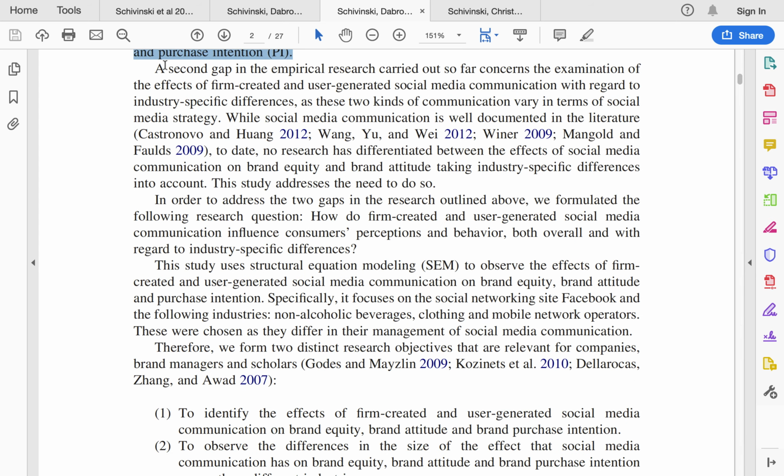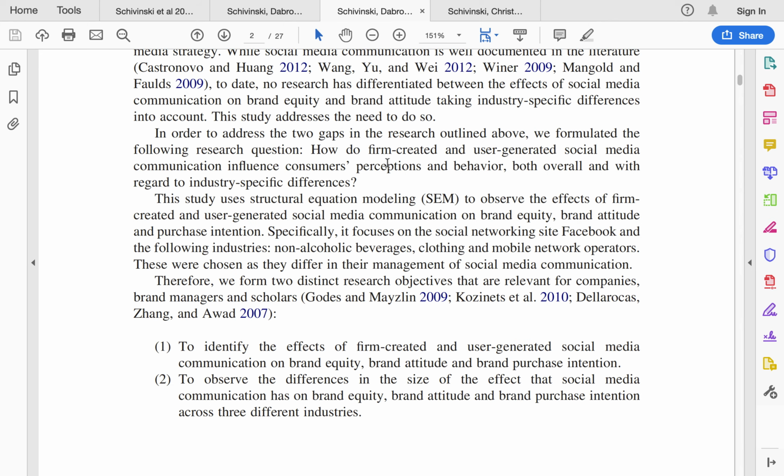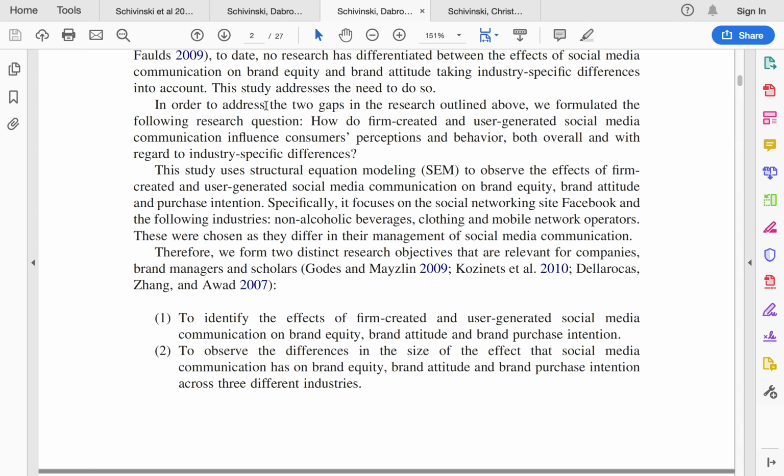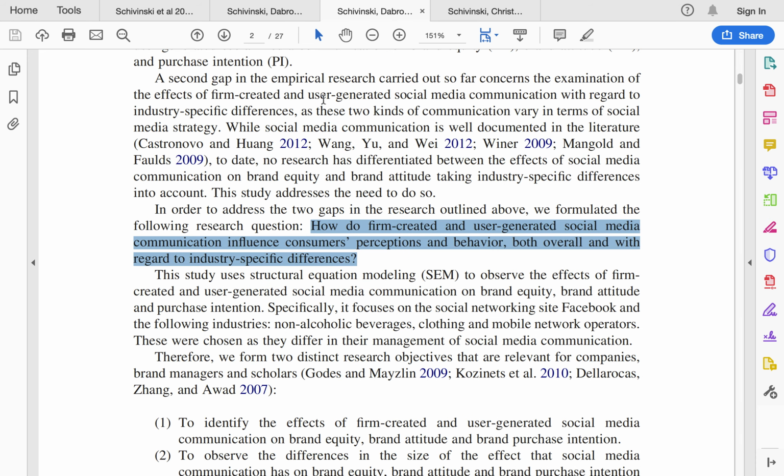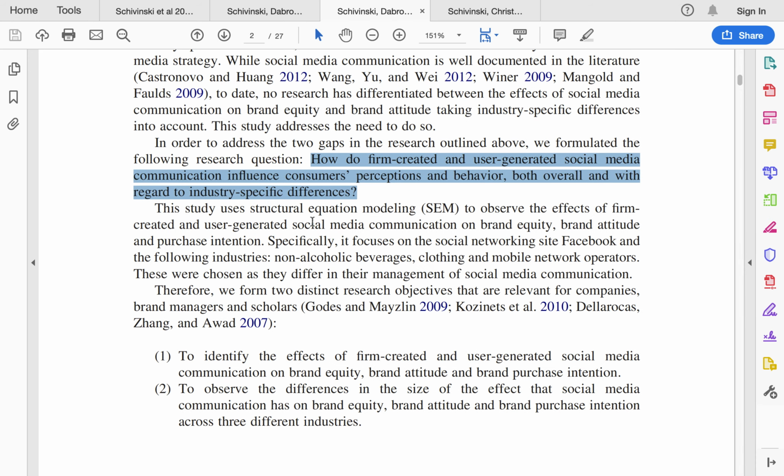Then there is a second gap that I introduce. I do more statistics to cover this gap. To address the gaps, take a look here, we formulated the following research question: how do firm-created and user-generated social media communication influence perceptions and behavior, both overall and with regard to industry-specific differences? So in the research question here, I'm addressing two gaps.